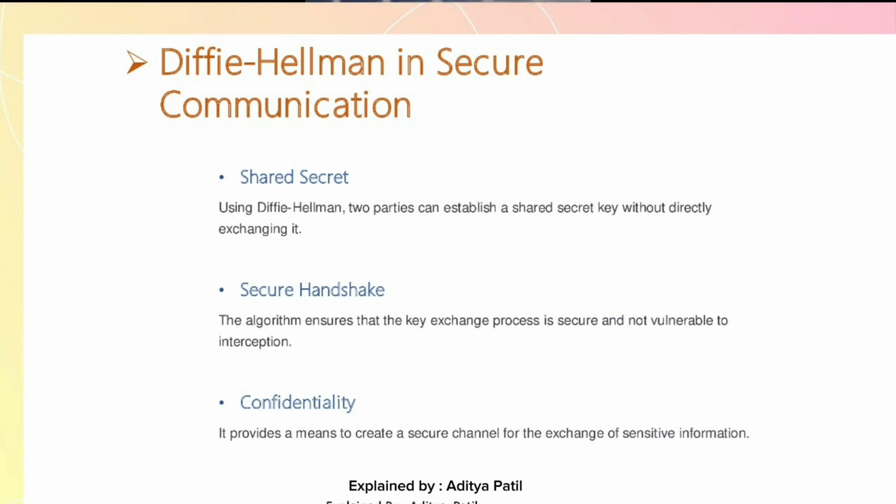In secure communication, Diffie-Hellman has three types. First is the shared secret. Using Diffie-Hellman, two parties can establish a shared secret key without directly exchanging it. The second type is the secure handshake. The algorithm ensures that the key exchange process is secure and not vulnerable to intrusion. The third type is confidentiality. It provides a means to create a secure channel for the exchange of sensitive information.